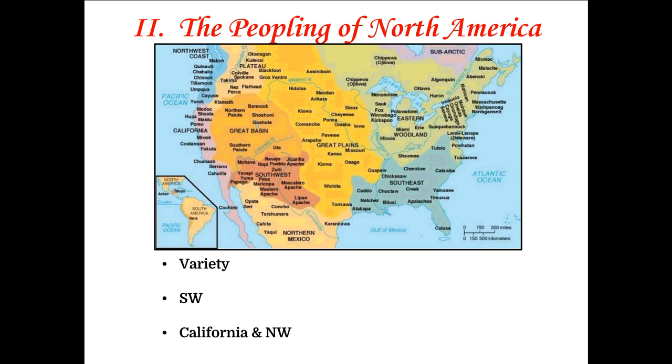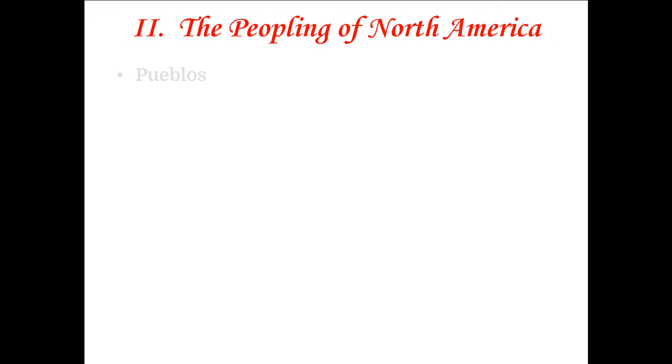In the Northwest and California, what we're going to see is a similar thing, but here we're not relying on maize cultivation. In the Northwest and California, we're relying on a mix of foraging and hunting. So let's talk about a couple of examples. In the Southwest, we'll talk about the Pueblos.